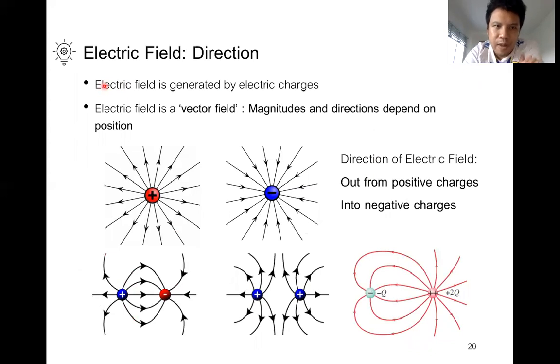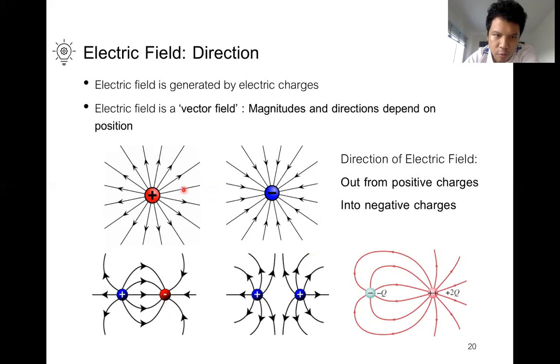Now we have a look at another concept. We have finished with the electric force, and now we're talking about electric field. Firstly, electric field is generated by electric charge and is a vector field, so the magnitude and the direction will depend on the position.